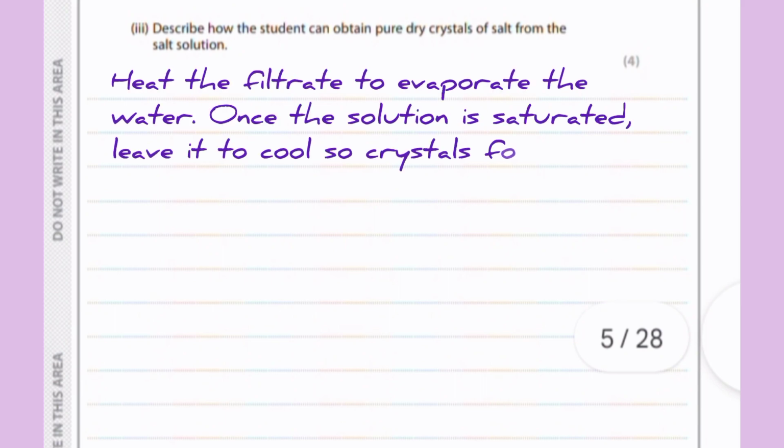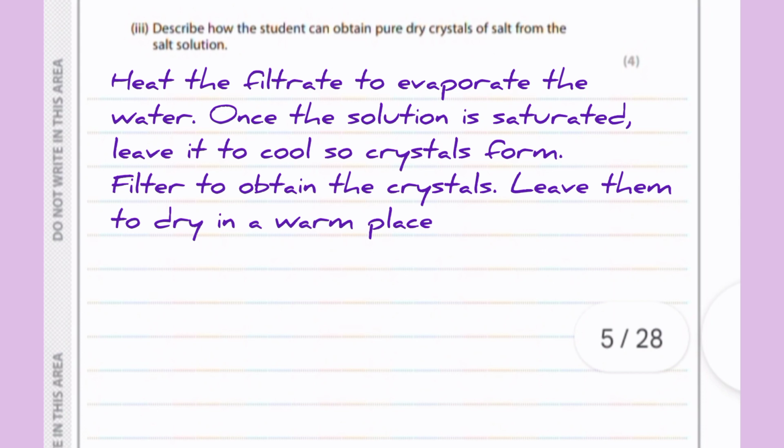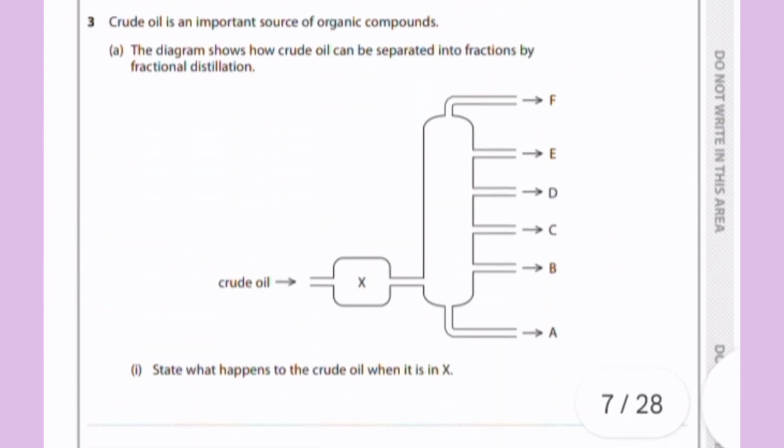Part 3. Describe how the student can obtain pure dry crystals of salt from the salt solution. So the salt solution is a soluble solid dissolved in a solvent. So for that we have to use the process of crystallization. How we do that is we have to heat the filtrate to evaporate off the water. Once the solution is saturated, leave it to cool so crystals form. Then we filter to obtain the crystals and leave them to dry in a warm place. Question 3. Crude oil is an important source of organic compounds.